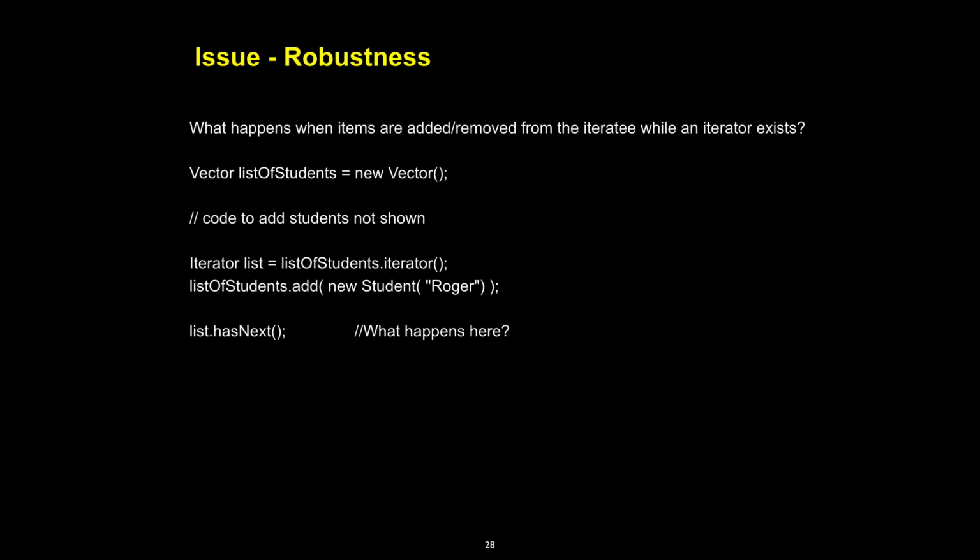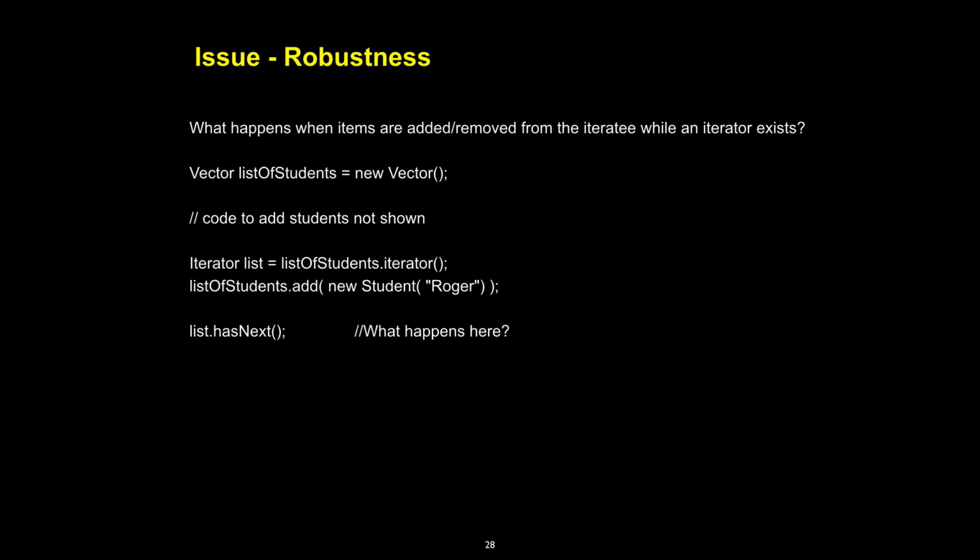Robustness. So what happens when you change the collection while you're still iterating? Right? What happens? For internal iterators, it's not a problem because when you call the internal iterator, it's all done at once, so you don't have time to change it, right?